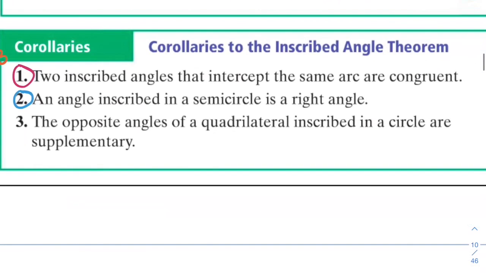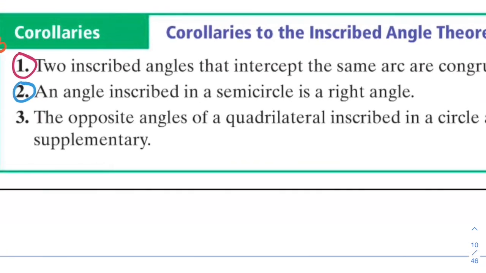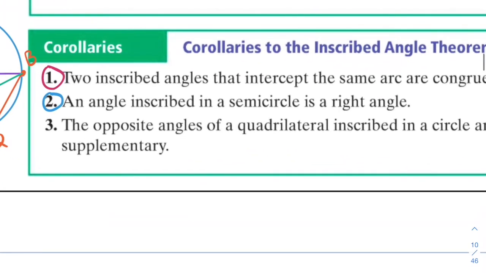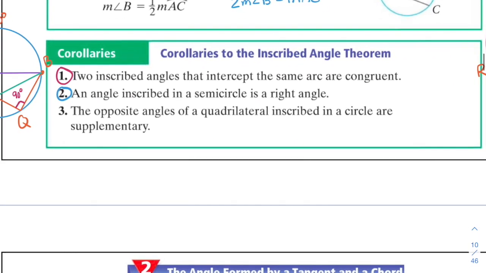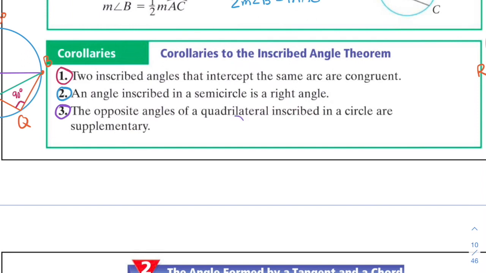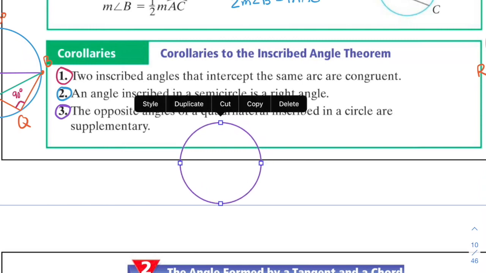The last one: the opposite angles of a quadrilateral inscribed in a circle are supplementary. Because a quadrilateral can have 4 different size legs, right? So here, let me do this one purple. Let's say I have a circle. Oh, that's an oval. Oh, ellipse. All right, here's a circle.